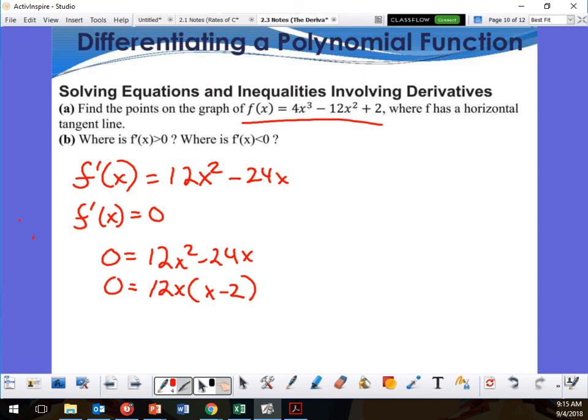Now, for the zero product rule, this piece right here is going to be equal to 0. So it's going to be x equals 0, and what is this side over here going to be? Positive 2. So at those two places, I'm going to have a slope of 0. Okay? So, where is this greater than 0, and where is it less than 0?